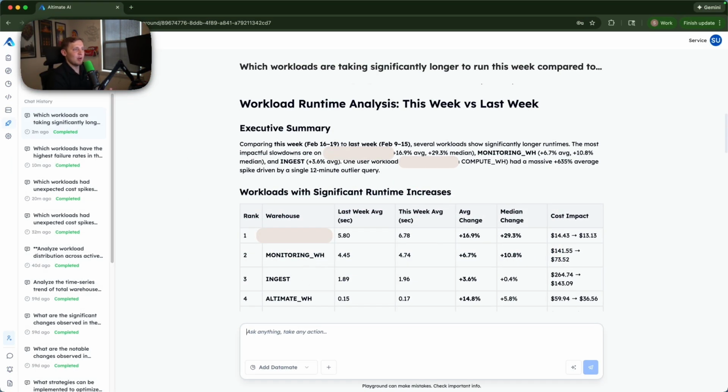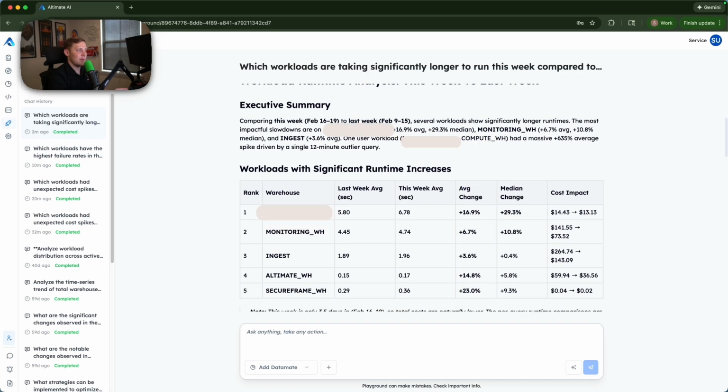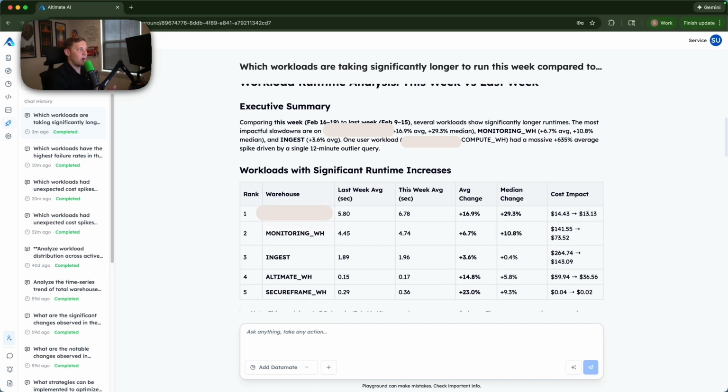We have our executive summary just telling us what happened here, right? Then we're going to jump straight into workloads with significant runtime increases. We have our 5 warehouses here with last week's averages, this week's averages, an average change, and then a cost impact, right? You can see this first warehouse went from an average of 5.8 seconds to 6.78, which is a 17% change and has a cost impact of a little bit there. And the same thing goes for the other 4 warehouses, showing what the cost impact is along with that change. So that's good information for us.